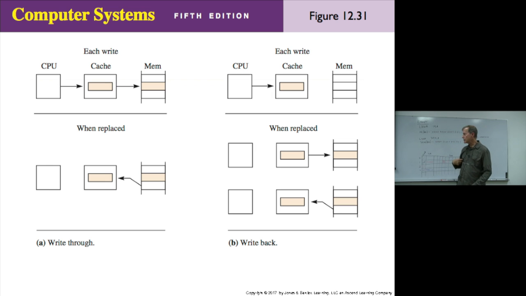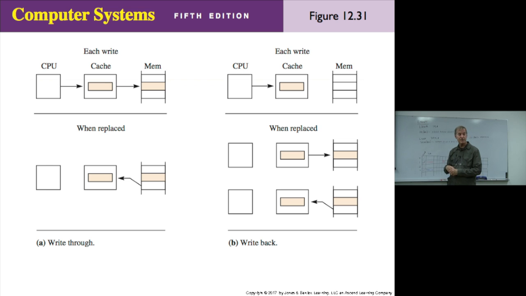Because with write through, there's lots of bus traffic. You would be writing unnecessarily with write through. There's lots of bus traffic, you see? Because every time you write to memory, the system bus gets congested. But on the other hand, if you do write through, then whenever it needs to be replaced, it's fast. So you either pay now or pay later.